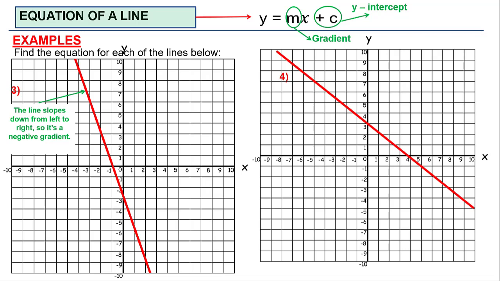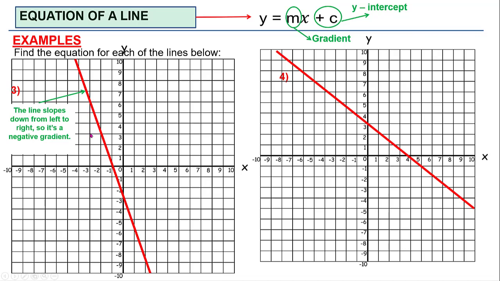Right, here's 2 examples, but I think you can do these. But you just need to remember that the line slopes down from left to right, so it's a negative gradient. So actually, I'm just going to let you pause the video, give those a go. I think you can do those. Off you go. Remember, find easier triangles if you can.